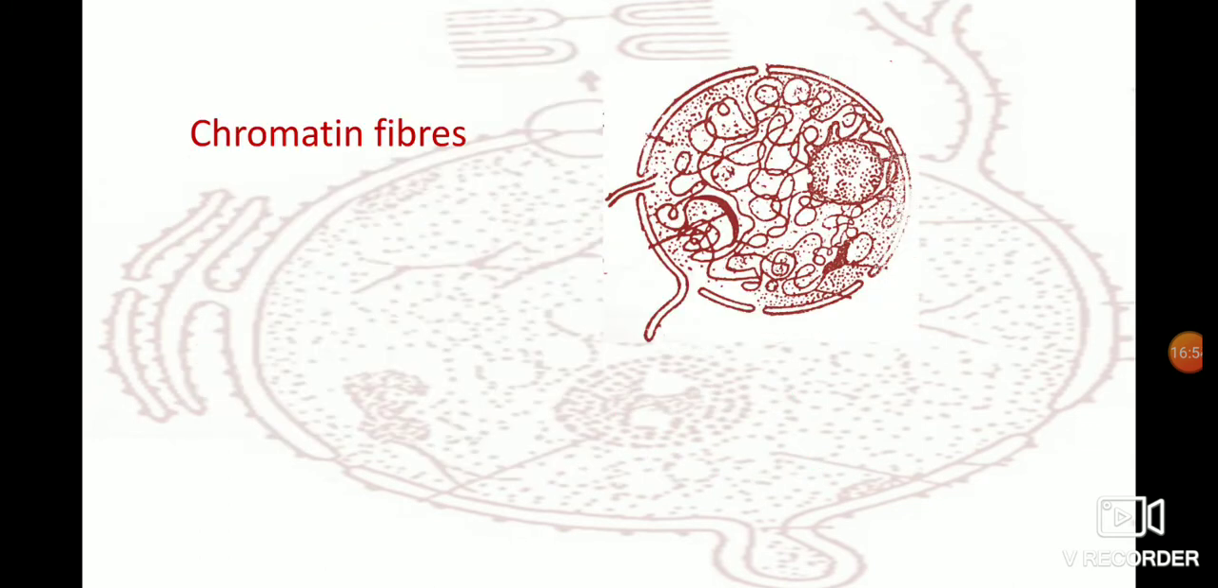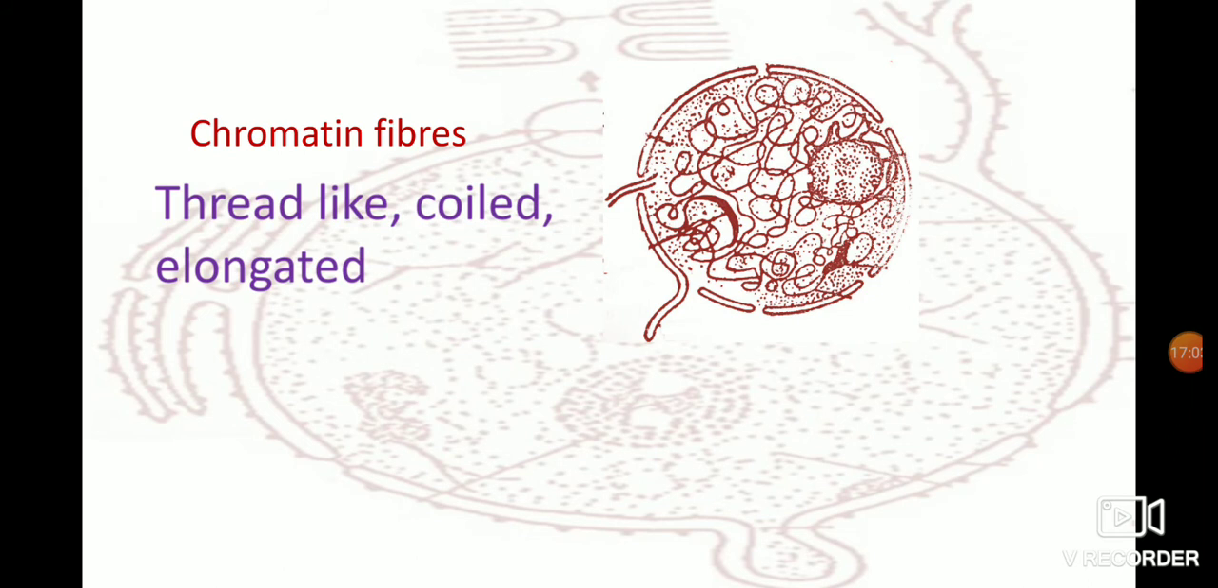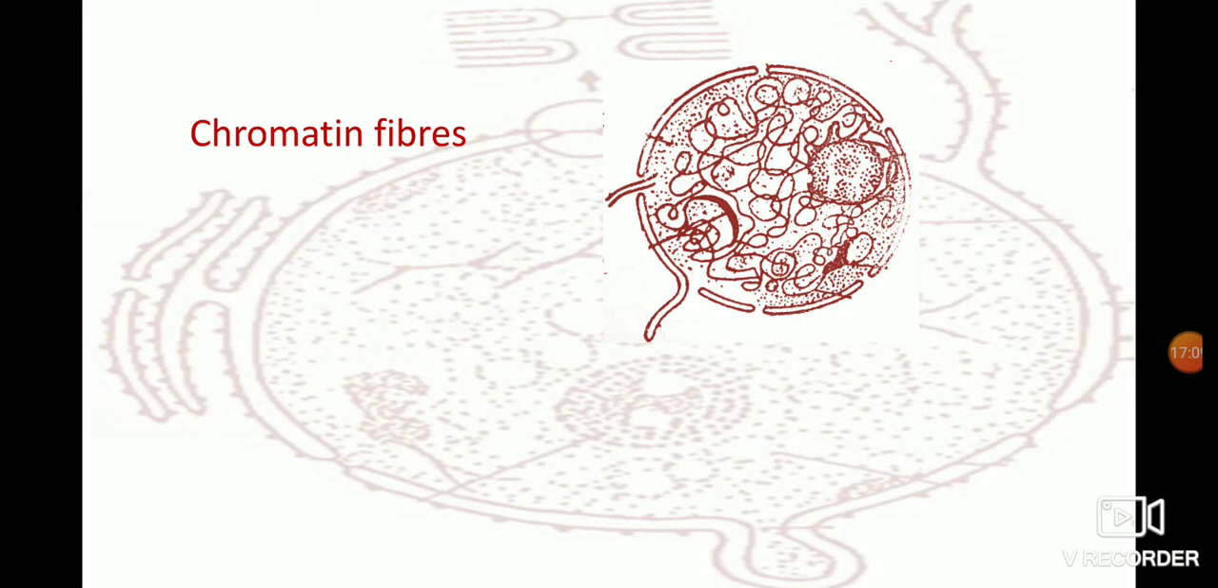Next, coming to the chromatin fibers, the nucleoplasm contains thread-like, coiled and much elongated structures called the chromatin fibers. Chromatin fibers are observed only in interphase nucleus. During cell division, chromatin fibers become thick and ribbon-like structures called the chromosomes. Chemically, chromatin is a nucleoprotein, that is, it is composed of the nucleic acid and the protein.